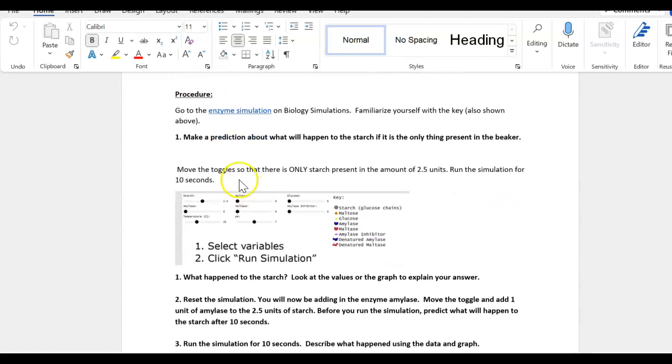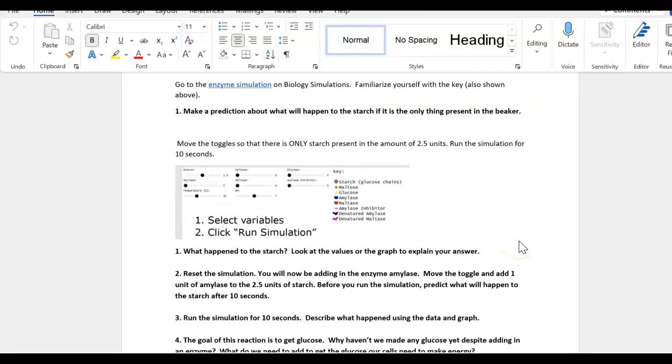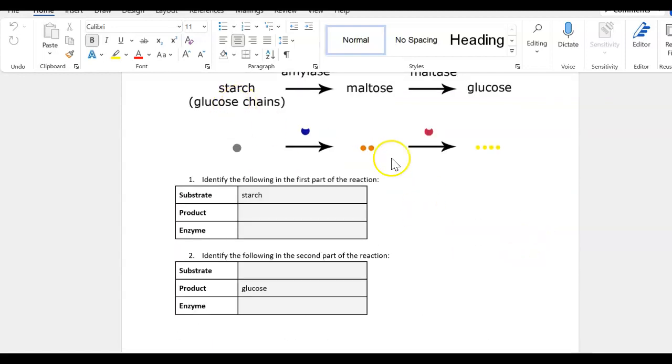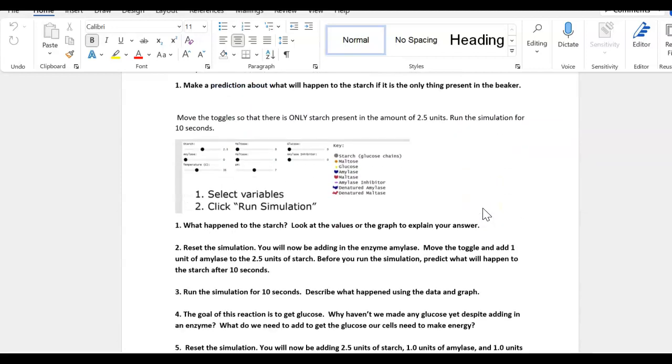Then you're going to go to the enzyme simulation. You'll click on the link, and you're going to familiarize yourself with the key, which is also above here. It's just showing you what these different symbols mean. Starch is a gray circle, the amylase is the blue half moon, maltose is the orange circles, and so on and so forth.